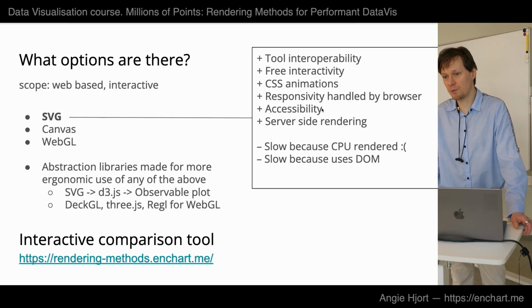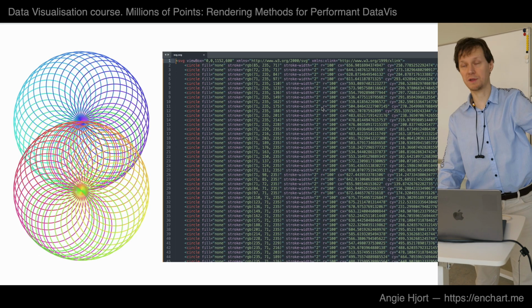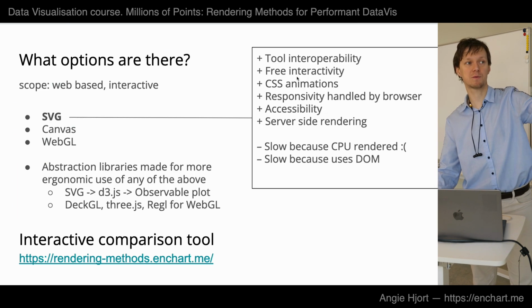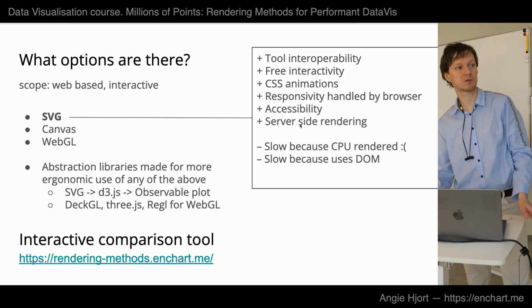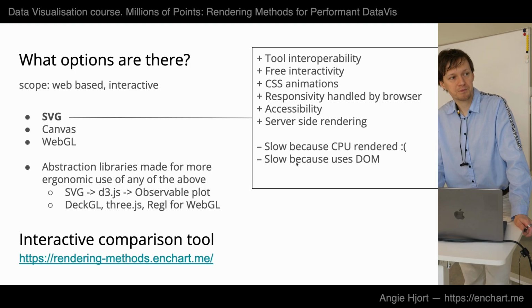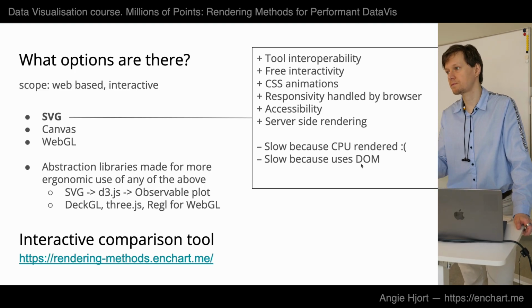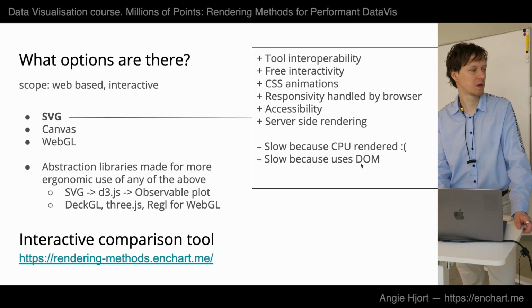That's when you have a heavy computation with your SVG output, and you just get the result like this into your web page when the heavy thing is computed by the server. It is slow because everything is rendered on CPU. It is also slow because everything has to be referenced in the document object model and kept track of.